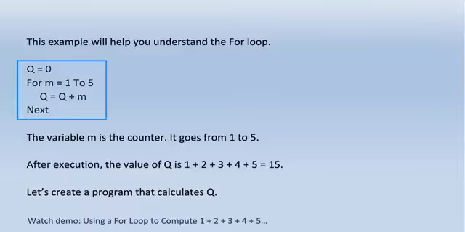The variable m is the counter. It goes from 1 to 5. After execution, the value of q is 1 plus 2 plus 3 plus 4 plus 5 equals 15. Let's create a program that calculates q.